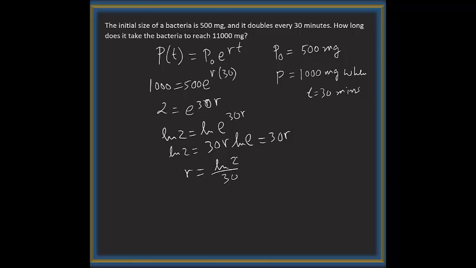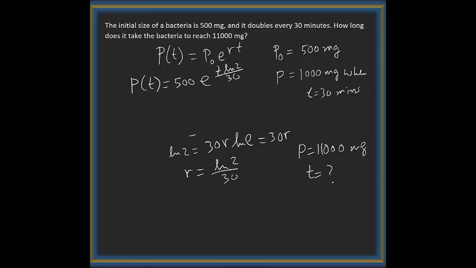Now we do the next part. In the next part we know that if size is 11,000 mg, then what is my t? So then the model we have found, we can now write P(t) equals 500 e to the t times natural log of 2 over 30. Now if my population is 11,000, just write here 11,000 equals 500 e to the t natural log of 2 over 30.